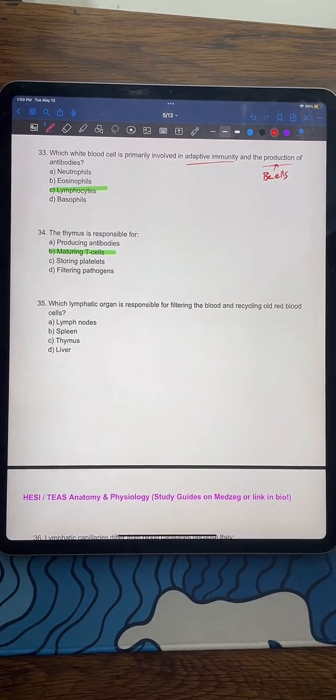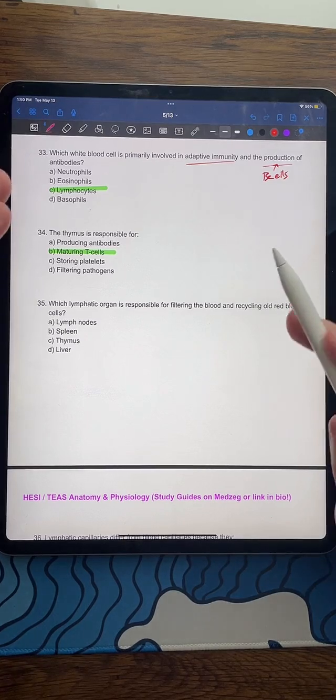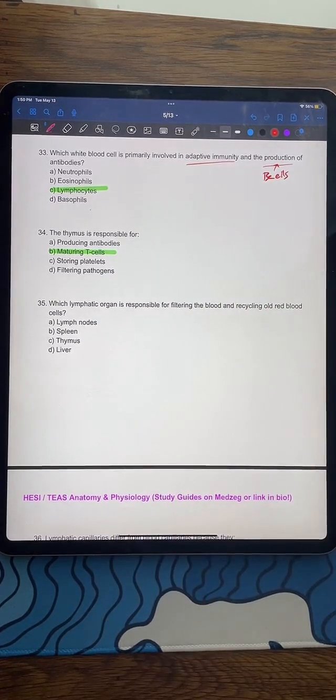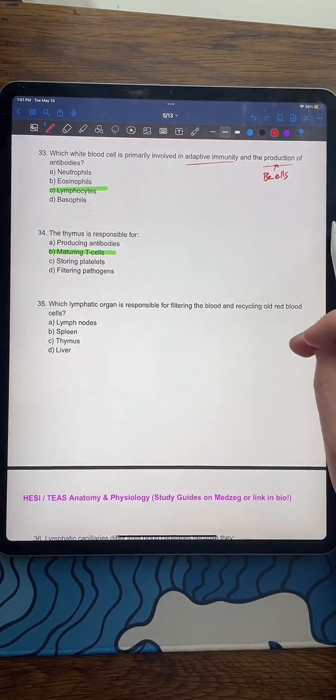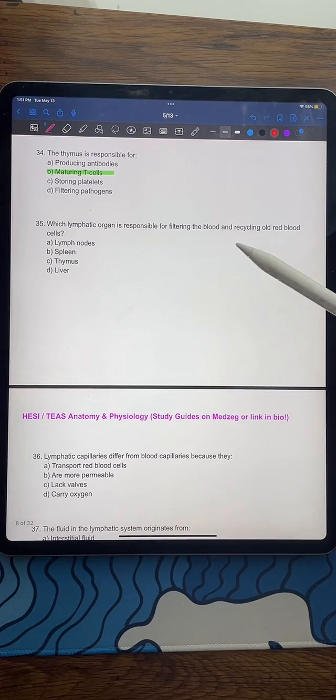So the thymus is where T cells, the lymphocyte we talked about that is responsible for cell-mediated immunity, are going to mature before they enter the circulation to fight off infections. Moving on to number 35, which lymphatic organ is responsible for filtering the blood and recycling old red blood cells?